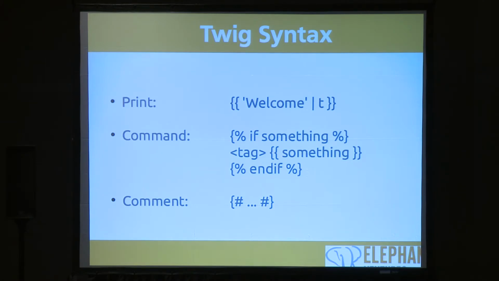A command, a loop can be if something, tag something, end if. Like, this is a very simple loop structure, and the reason that we're showing these examples is because it is simple and elegant, and then we'll kind of look at what we replaced and kind of contrast them.